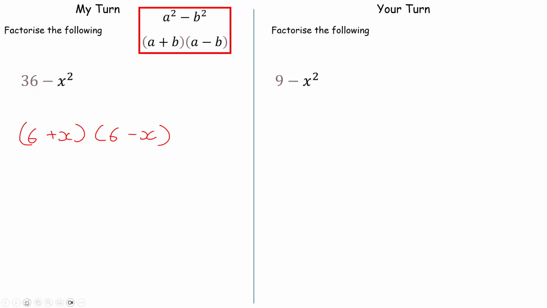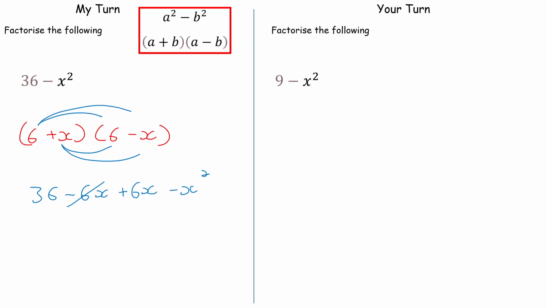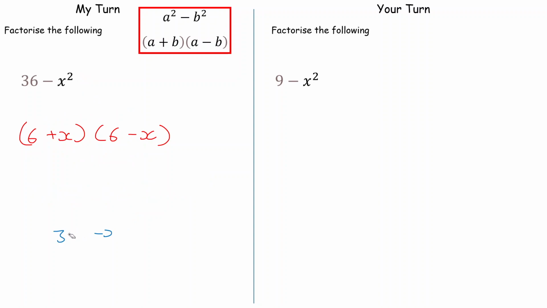But again, you could always check your answer by expanding back out the brackets. So if you went to do 6 times 6, that gives 36. 6 times minus x would give you minus 6x. x times 6 is plus 6x. x times negative x is minus x squared. What happens here? These two cancel, they give you 0. You get 36 take away x squared, which is exactly what we had up here. So you can always check your answer by expanding out your double brackets, which is a good thing to do. Okay, so you can try the one on the right, and that is going to be it for this video.